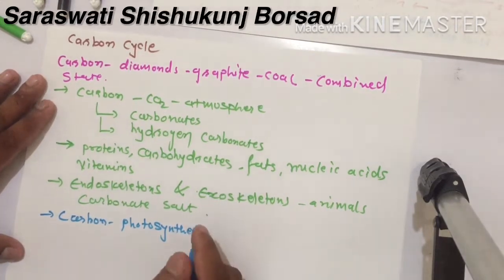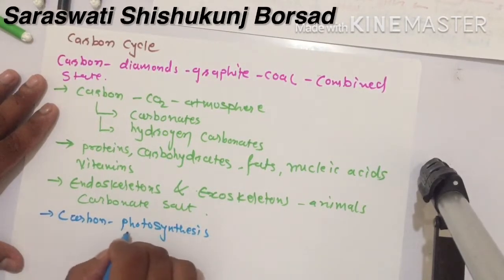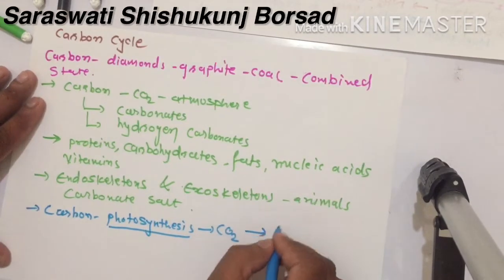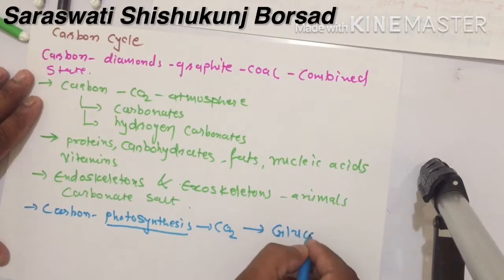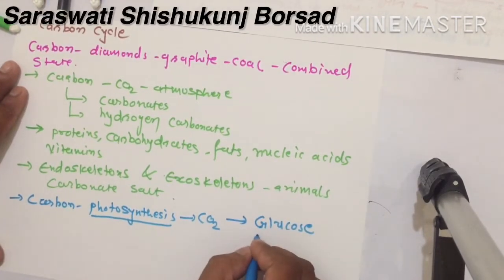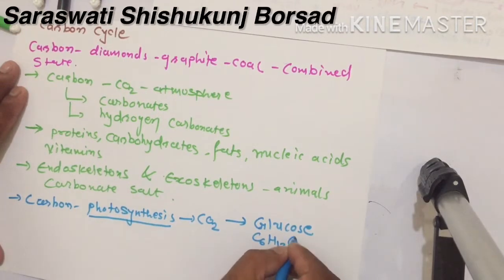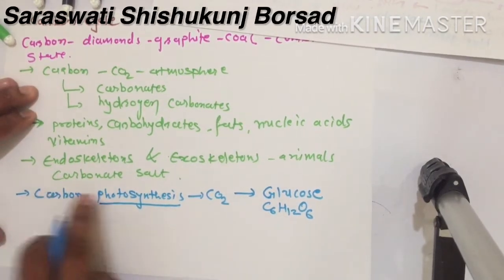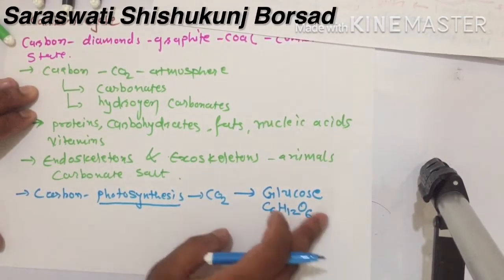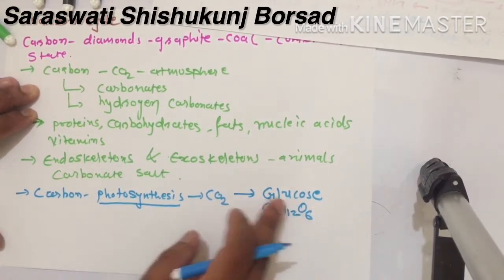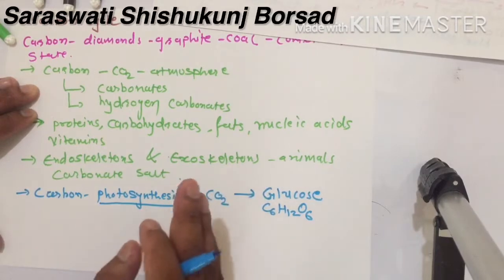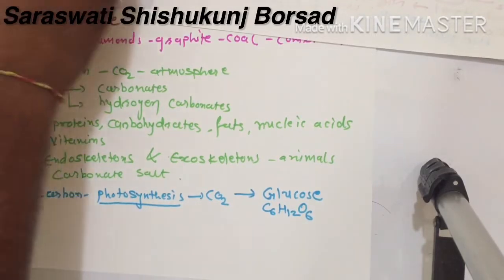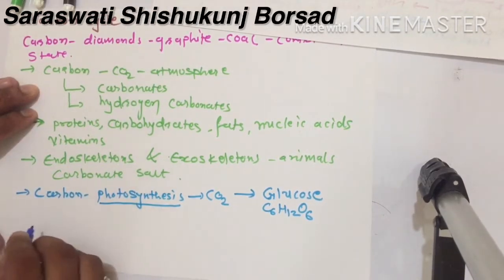This process converts the carbon dioxide. In the process of photosynthesis, our carbon dioxide will be converted into a molecule of glucose. Now see, glucose, its formula is C6H12O6. So from carbon dioxide we will get glucose by the process of photosynthesis, and this glucose provides energy to different trophic levels of our environment. Okay, this glucose is utilized.